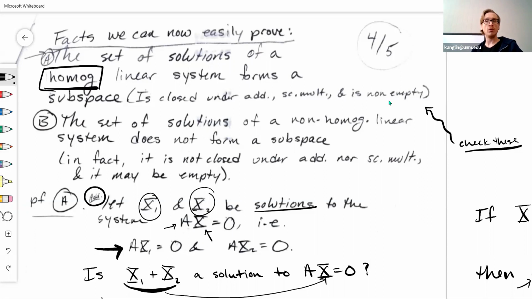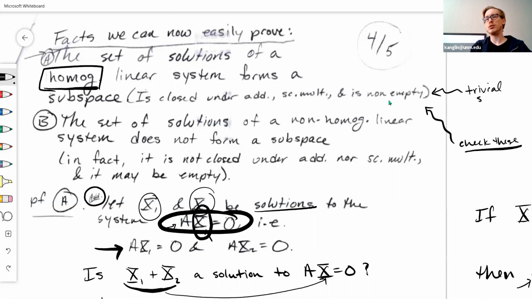So is that true? Yes, it is. We saw that no matter what the homogeneous system, the solution where all the unknowns are equal to 0 does solve the system. So we always get the trivial solution, so it's non-empty. Since we know that the trivial solution is always valid for a homogeneous system, that implies the set we're talking about is non-empty.